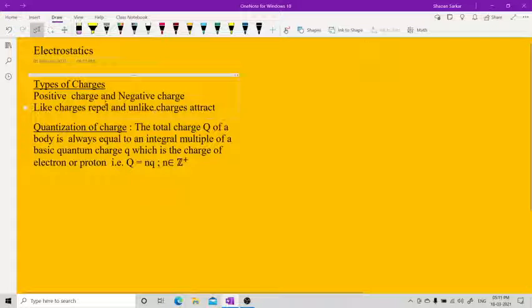Electrostatics, types of charges, positive charge and negative charge. Like charges repel and unlike charges attract. This you already know from your smaller classes, nothing to explain.